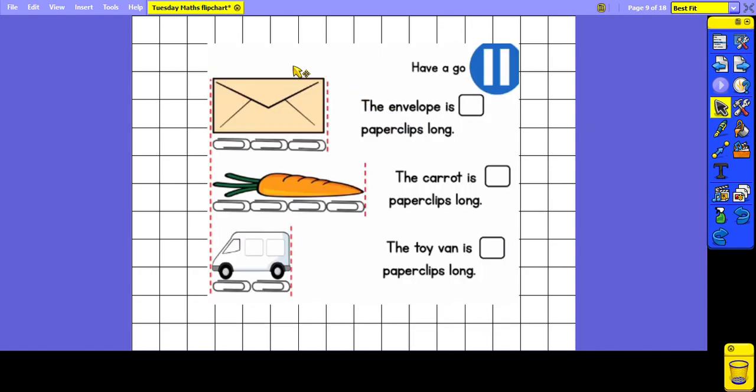Okay, so here are some different objects, and we have been measuring the length using paper clips. And you need to work out how long each object is using the paper clips to measure the length. Okay, so have a go at answering these questions and pause the video.